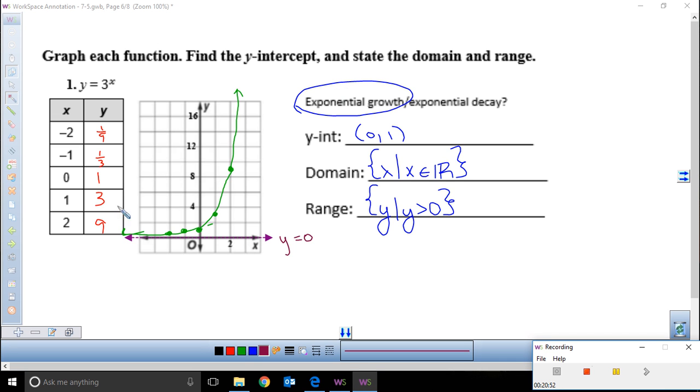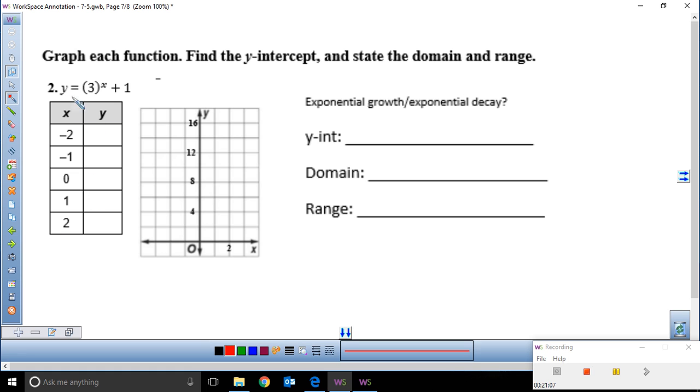Alright, hopefully when you finish number 1 it looks like this. We've got our chart filled out, we've got our asymptote on our graph, and it's going to be exponential growth with a y-intercept of (0, 1), a domain of x is an element of all real numbers, and a range of y is greater than 0.